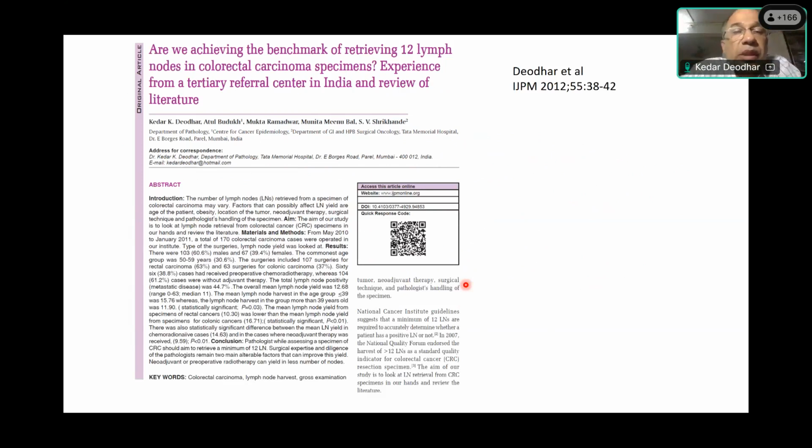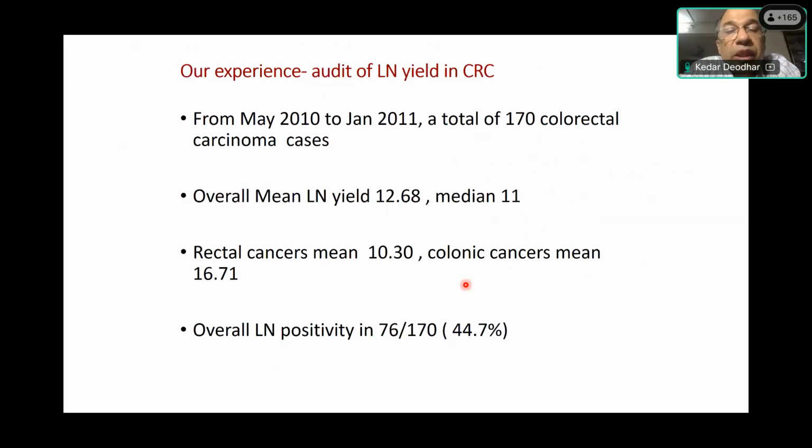And from our audit, we saw 120 colorectal carcinoma specimens. Mean lymph node yield was 12.68 and median was 11. Rectal cancer mean was 10.3. So as expected, rectal cancers have generally lesser number of nodes as compared to colon cancer specimens. Mean in colon was 16, whereas in rectum was 10. Overall mean was 12, and overall lymph node positivity in those specimens was 44%.